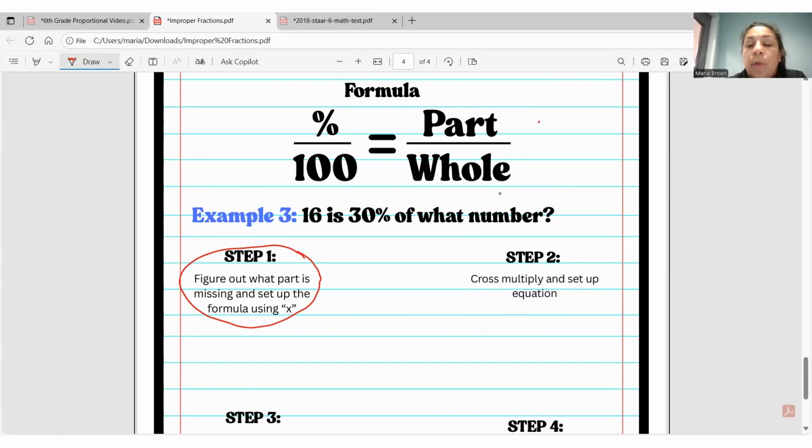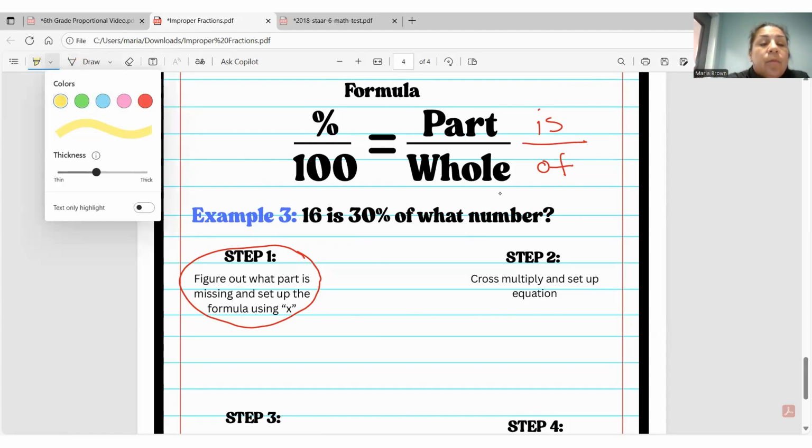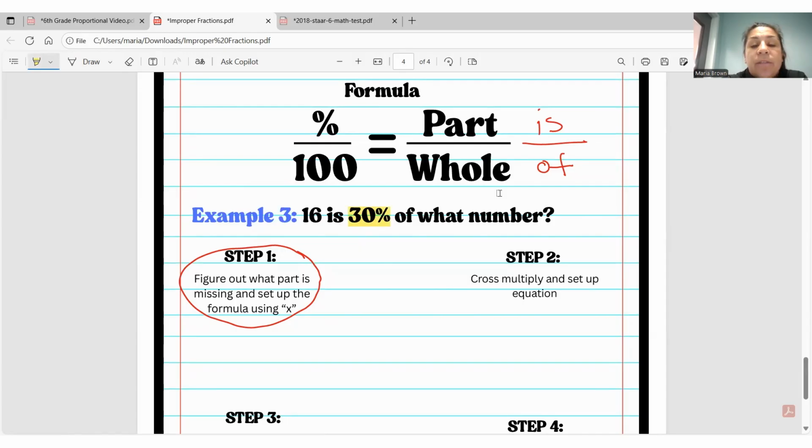Now let's remember our key words. Our part is our "is" and our whole is our "of." Okay, I like to do it that way. This part is out of this whole, okay? In this case, if you look, we already have our percent. It says 30%. Okay, that's this right here.